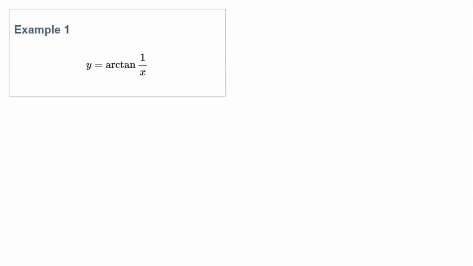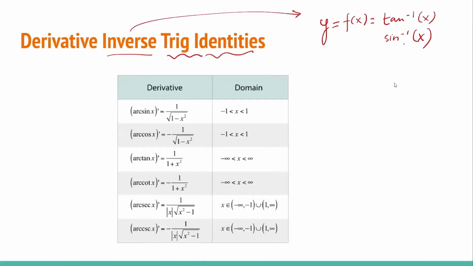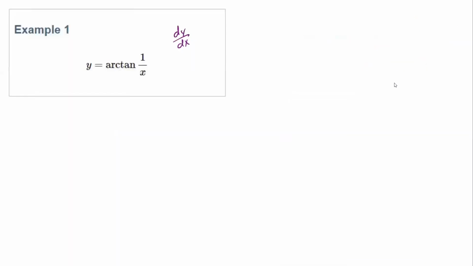So here we have a problem. It says y equals arctangent of 1 over x. What is dy/dx of this function, or the first derivative of this function? Let's see what we have in our formula sheet. This is the formula we're going to use. From this table, even if you don't know all of them, it is very useful to know at least the top 3 formulas, because they come up over and over again. In this case, we will be using this property to solve this problem.